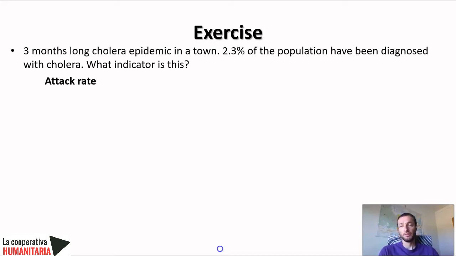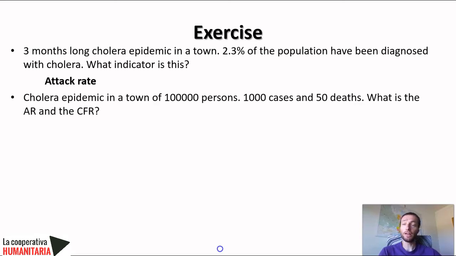It's an attack rate. It cannot be an incidence because it's a very long period of time, 3 months. With cholera, in 3 months you're going to have people who survived, people who died, and people who are still infected. It's all the cases from the beginning of the epidemic that you are receiving here. It cannot be a prevalence, because remember that a prevalence is a picture at a given moment, the number of cases in one day, in one moment. So it's an attack rate, the total number of cases from the beginning to today, 2.3%.